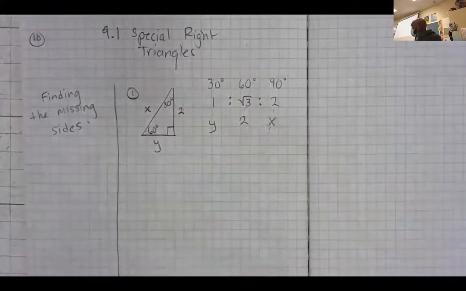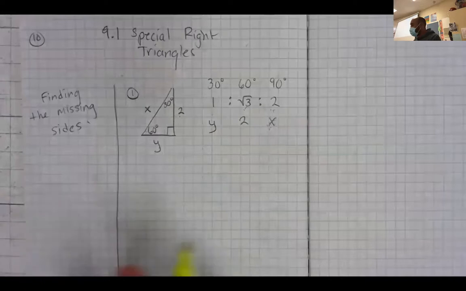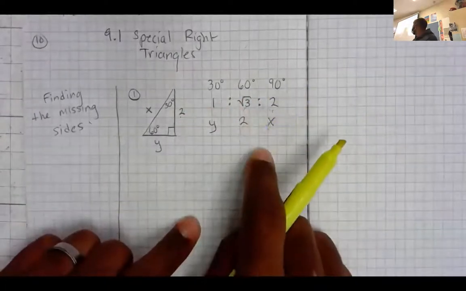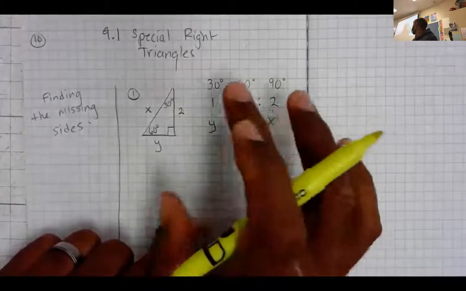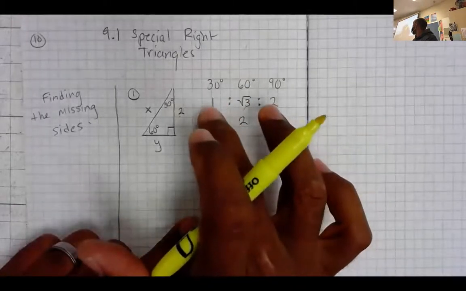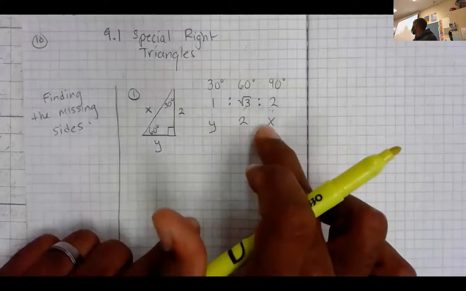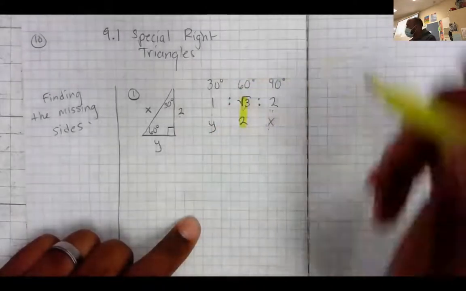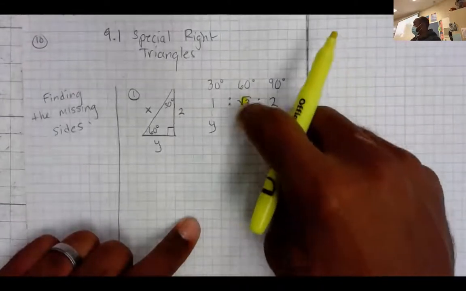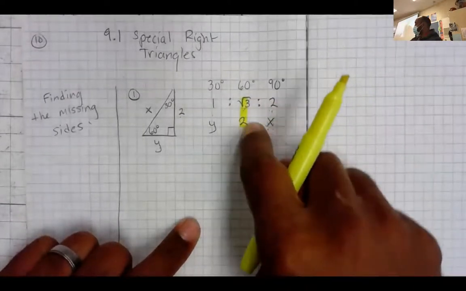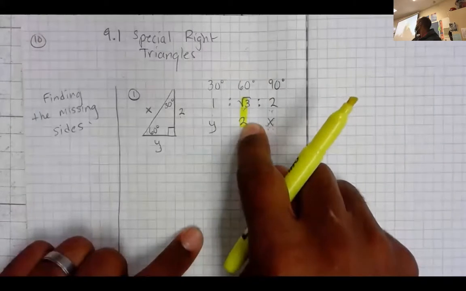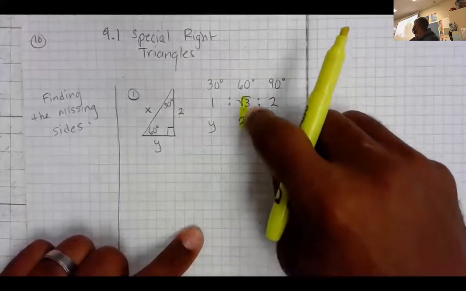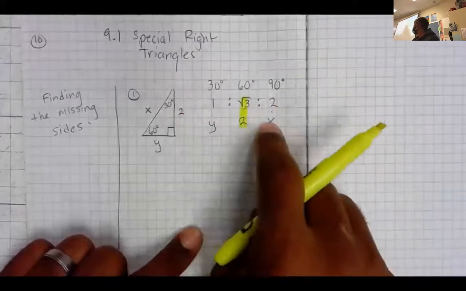Now, if I'm looking for X and Y, what I do is I need to take a combination of a ratio size and the side itself. So if you look at these two to start with, they're complete. There's no missing side, there's no variable here. It's a complete pair with the ratio and the side itself. So I'm going to use this to help me find the other two.